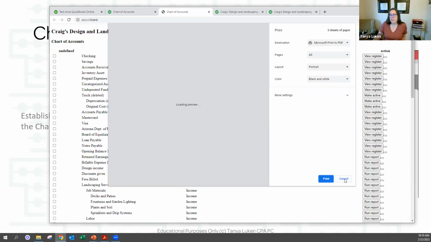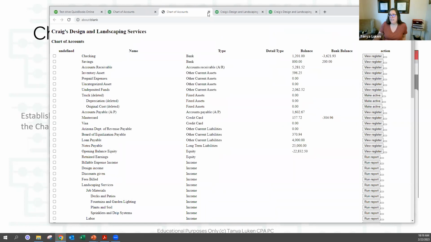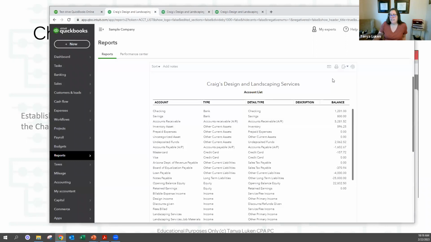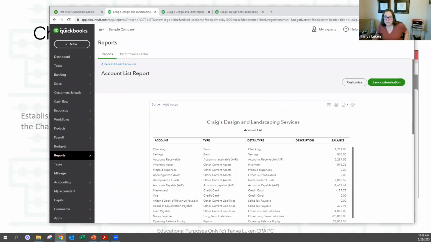If you need to export it, there's a different way to do it. You would run a report here, and then you could export it from this option here, or send it to Google Sheets, that kind of thing. All right. Let me see if there's anything else we want to talk about.